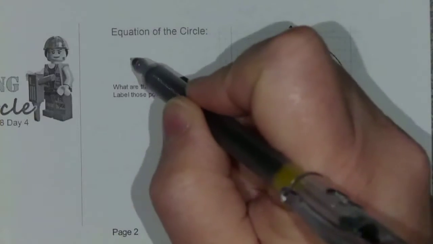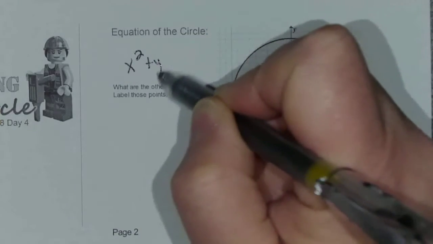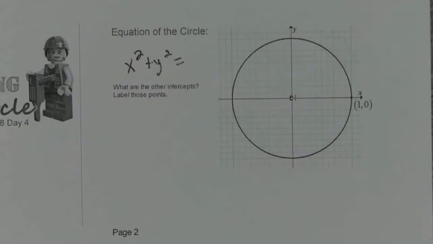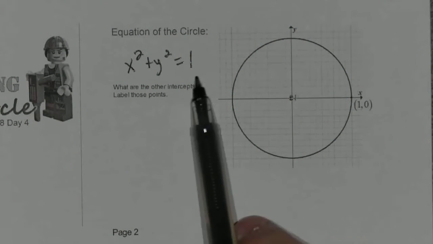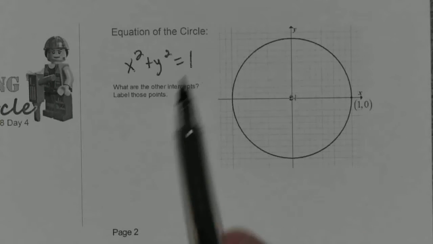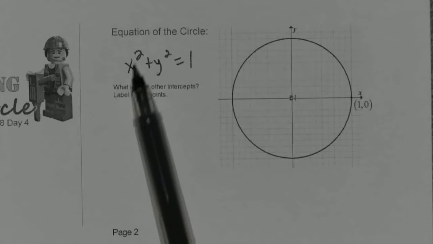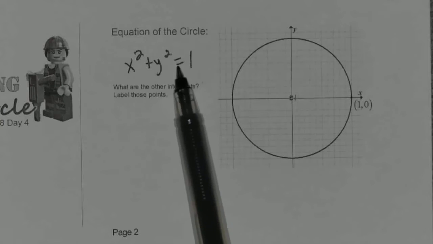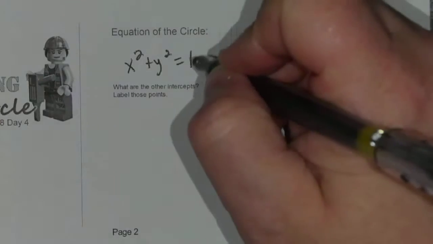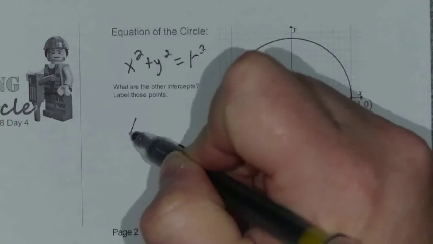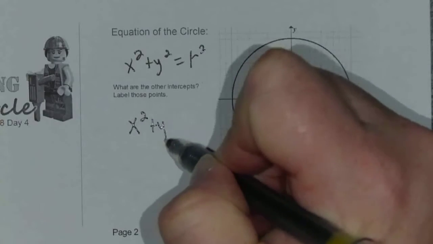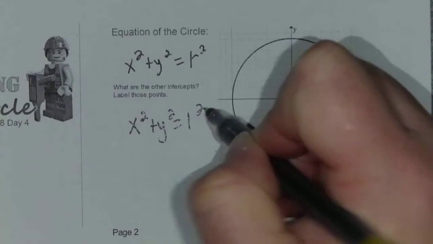Something squared plus something squared equals something squared? Yeah, which would be in this case 1, because the radius is 1. So the equation of a circle is x squared plus y squared equals the radius squared. But in this case today, we'd have x squared plus y squared equals 1 squared.